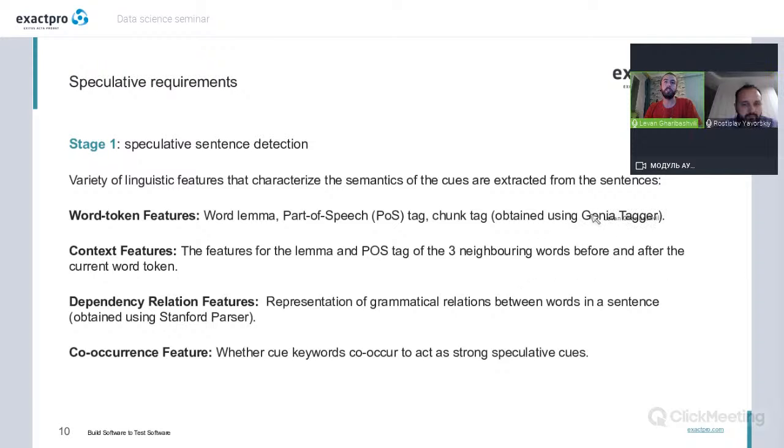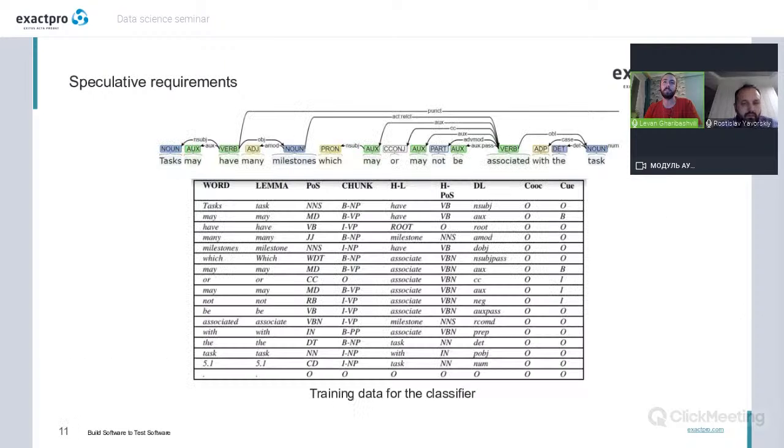Yeah, so aside from the cue, all of them are generated automatically using these two tools, which are Genia Tagger and Stanford Parser. Stanford Parser is the same as Tanza. And these cues themselves, with this BIO tag, were annotated manually. Okay, thank you.